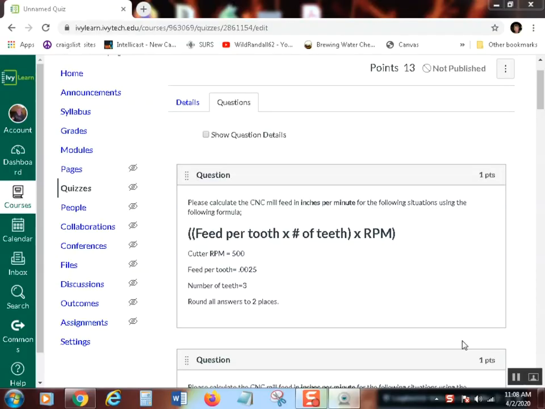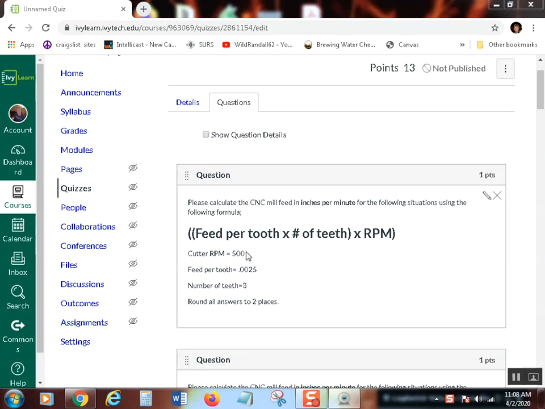Well, hello and welcome to MTTZ 107 mill feed calculations. What I'm going to do is make a short little video here showing you how to calculate mill feed given the following variables. One, the cutter RPM.